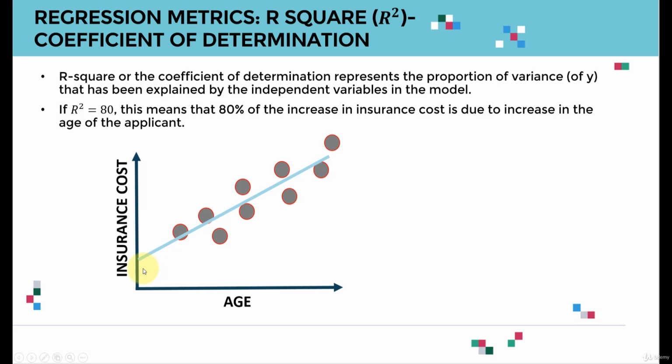Let's assume that we wanted to develop a regression model that can govern the relationship between the age, which is my independent variable, and my insurance cost, which is my dependent variable. So we plot all the data points, we draw that straight line, and now the question is, how much variation in the insurance cost has been explained by the variation in my independent variable age? So simply put, if R squared is equal to 80%, for example, that means that 80% of the increase in insurance cost is due to an increase in the age of the applicant.